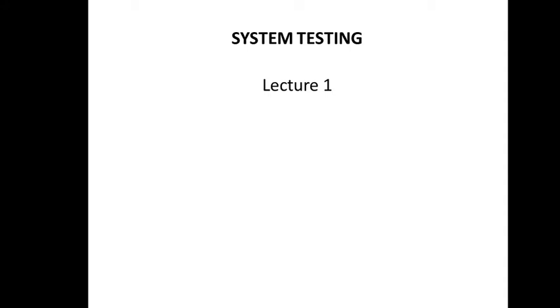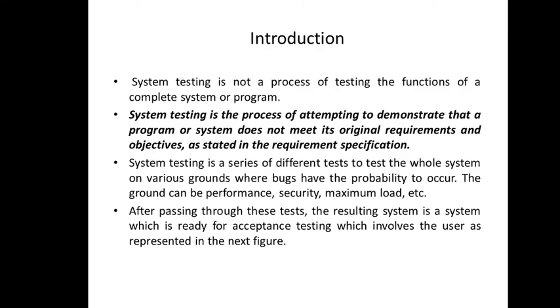So what will be the system testing? Is it to check the complete system? That is already tested in the function testing. Then what are we supposed to check here? So system testing is a process of attempting to demonstrate that a program or system does not meet its original requirement and objectives as stated in the requirement specification.